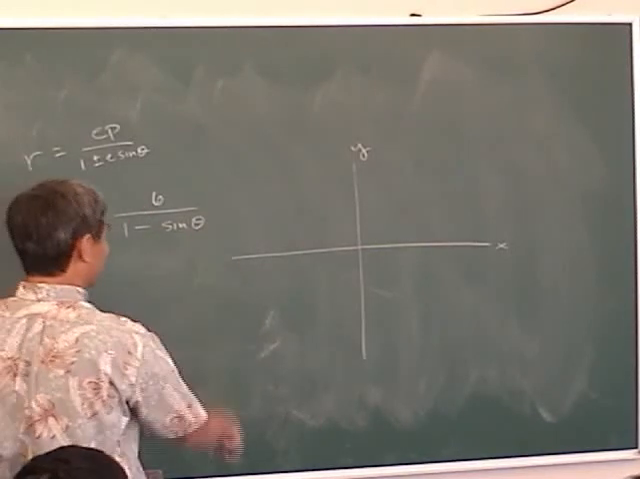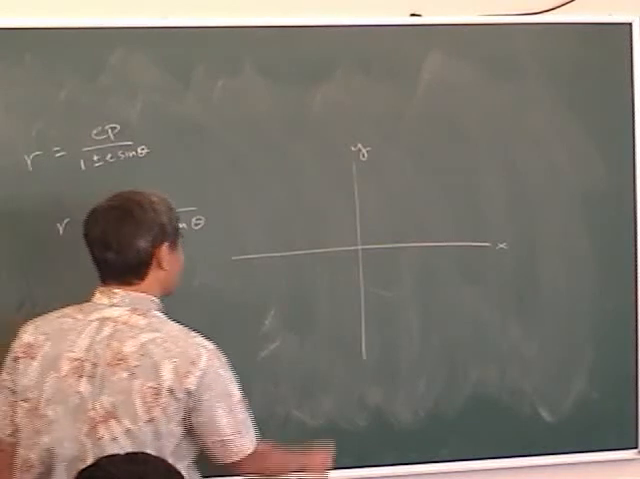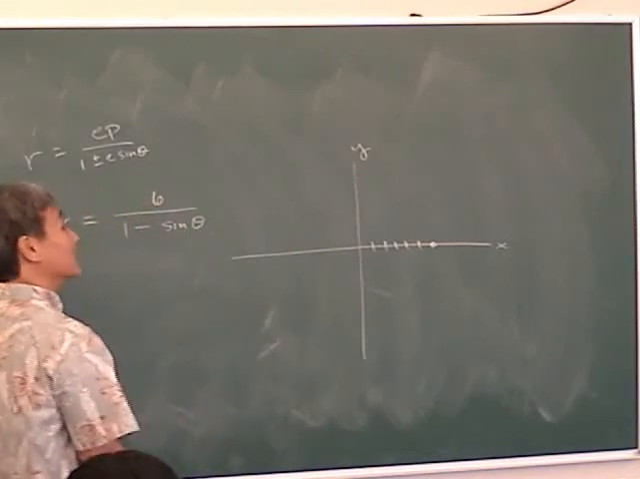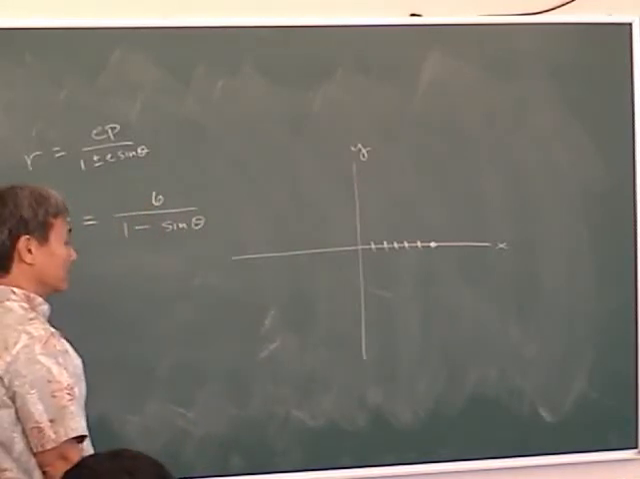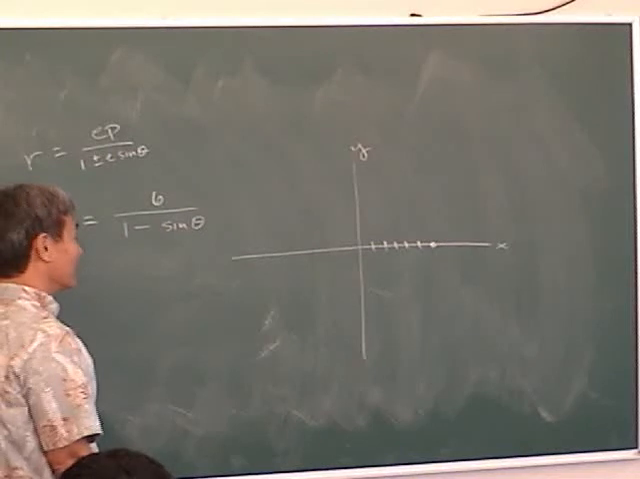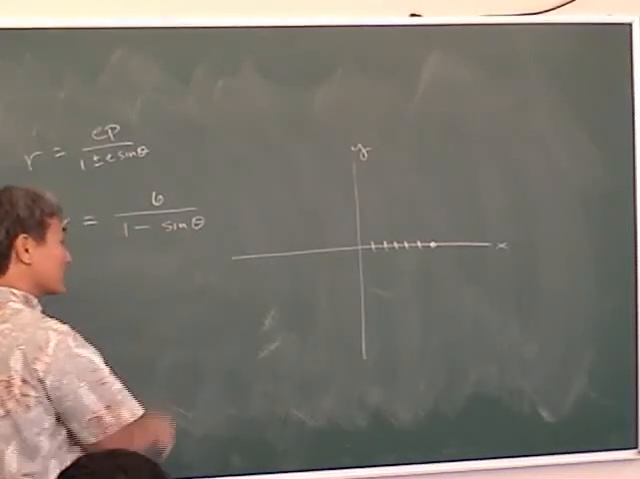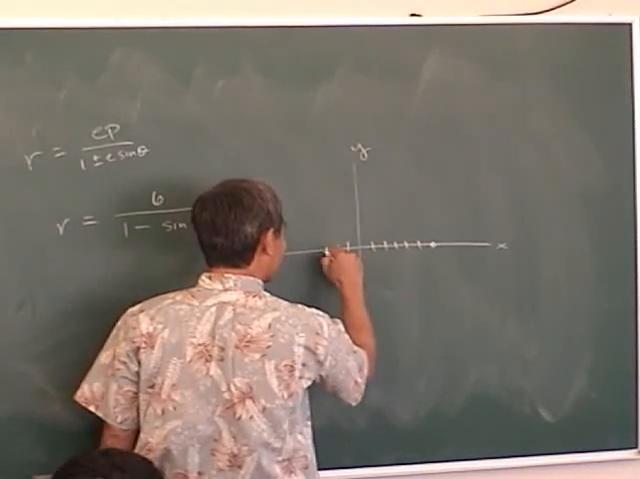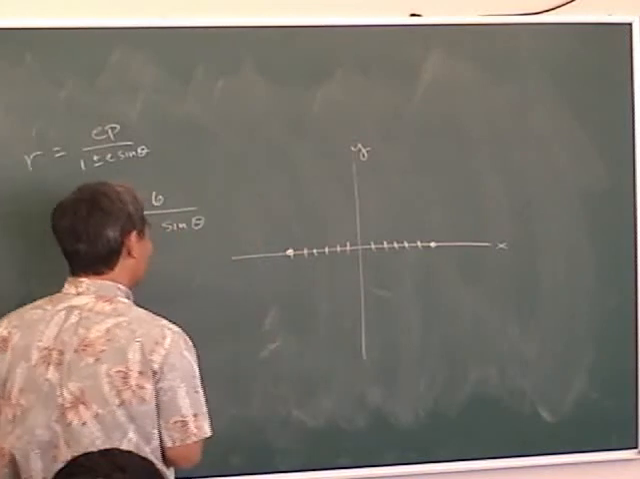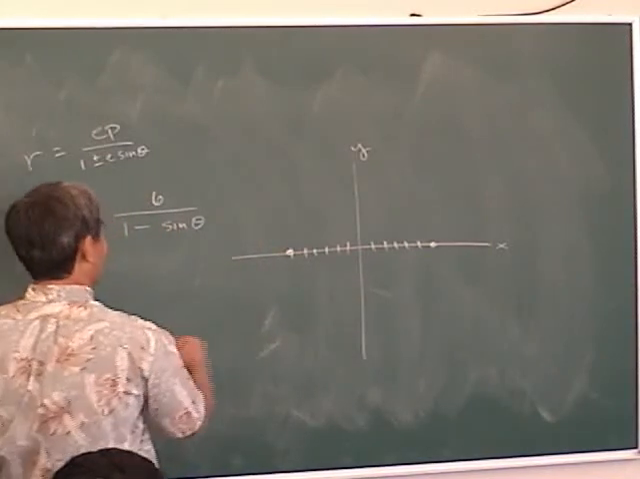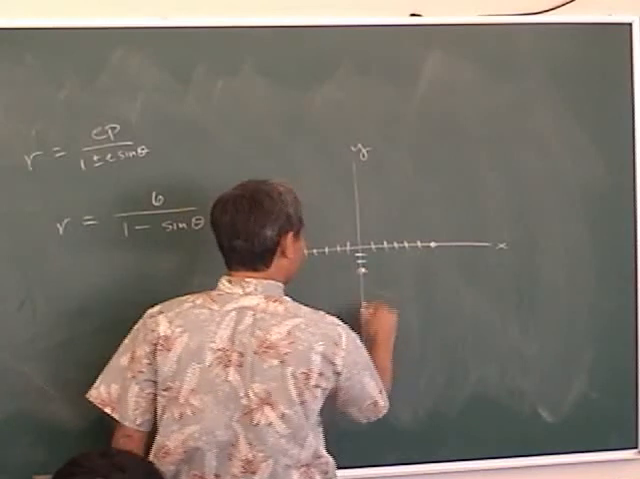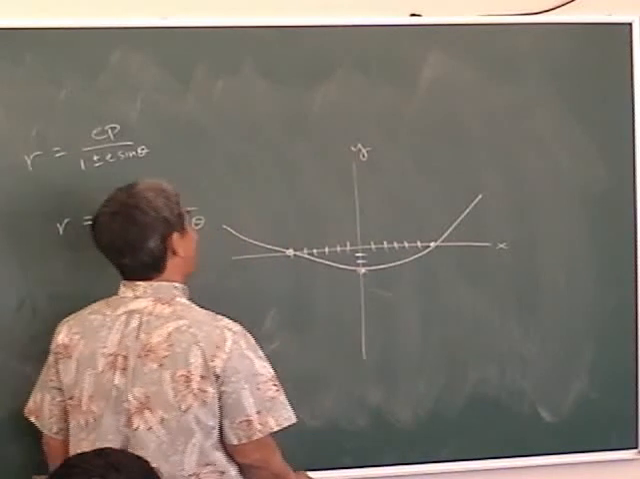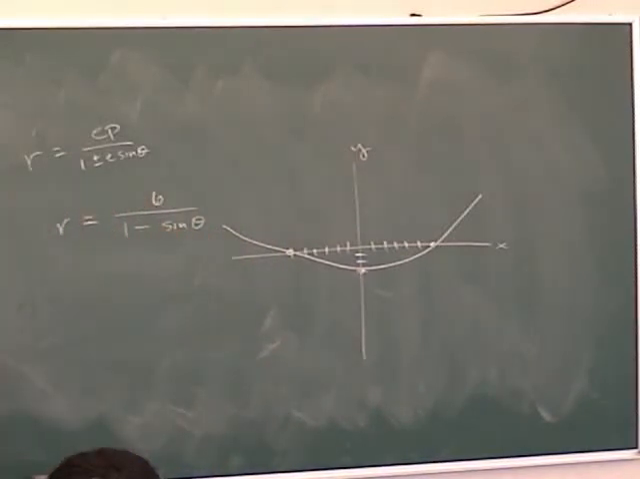Okay, plug in 0. You get 6. 1, 2, 3, 4, 5, 6. Pi over 2: undefined. Someone will say, what? 1 minus 1 is 0, and 6 over 0 is undefined. Okay, plug in pi. You get 6, so you got to go 6 in that direction now. 1, 2, 3, 4, 5, 6. And 3 pi over 2: you get 3. So 1, 2, 3. Do you see the parabola? That's ugly, but that's the problem.